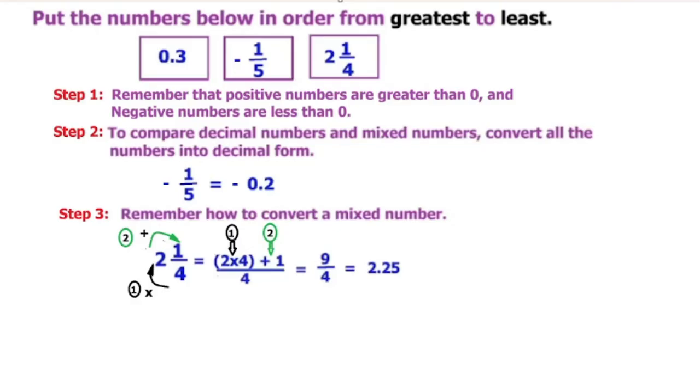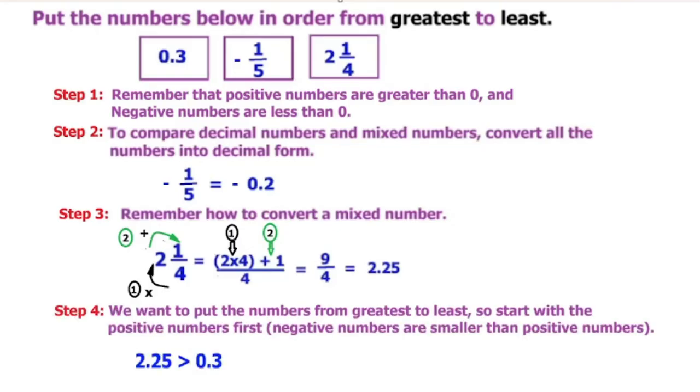So start with the positive numbers first. Negative numbers are smaller than positive numbers, right? So we know that 2.25 is greater than 0.3. Right? So here's our 0.3, and here's our two positive numbers that we're dealing with. So now we know that the negative number is the smallest. So if you put them in order, 2.25 is greater than 0.3, and 0.3 is greater than -0.2. That's what this notation means.